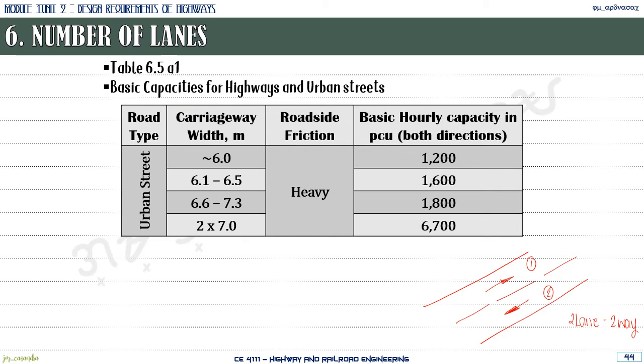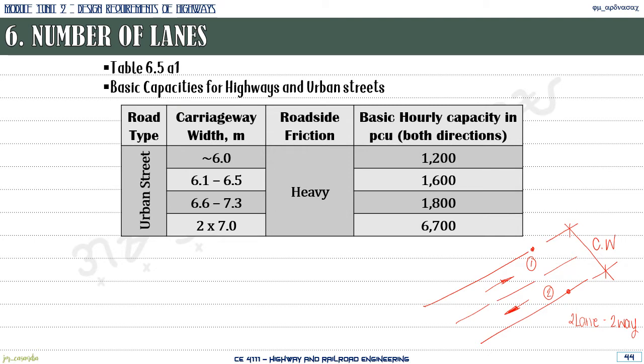So your road width or carriageway width will simply be this width. This is your carriageway width. So it's the length between the end to end of your road section.